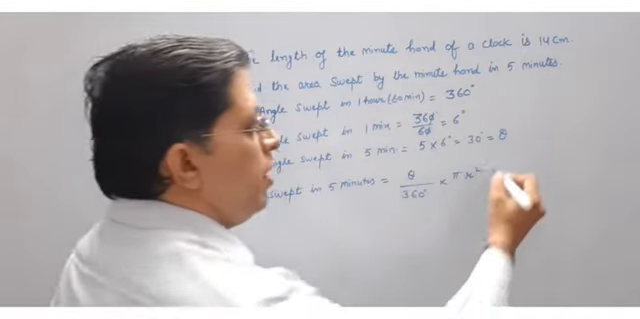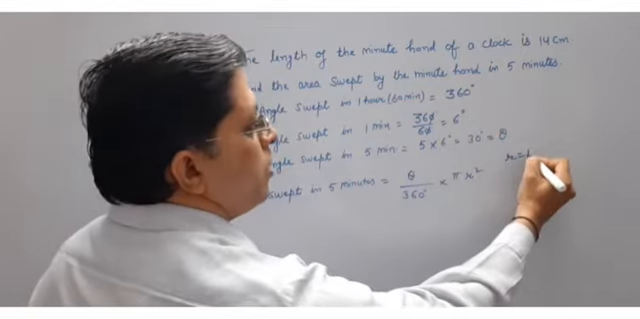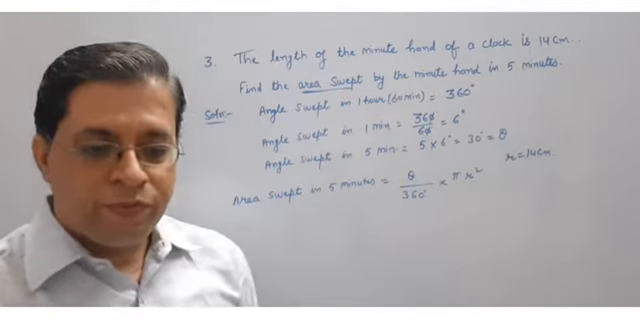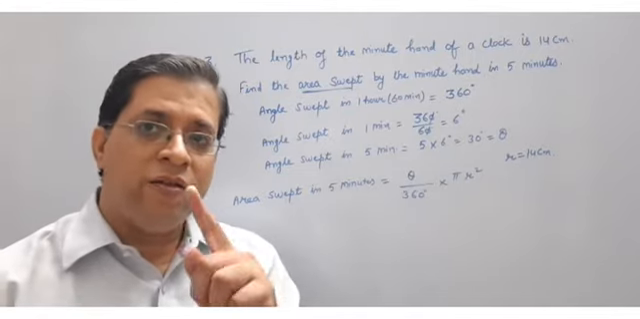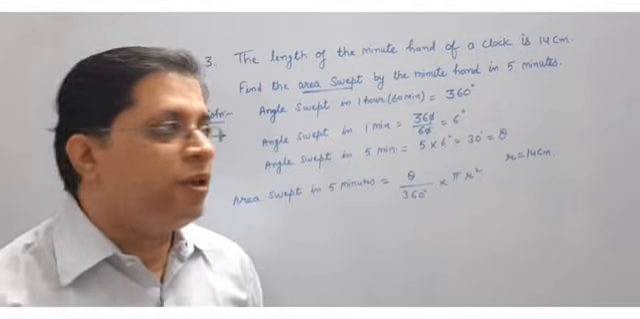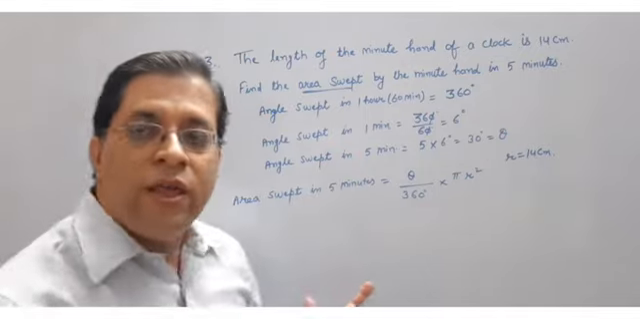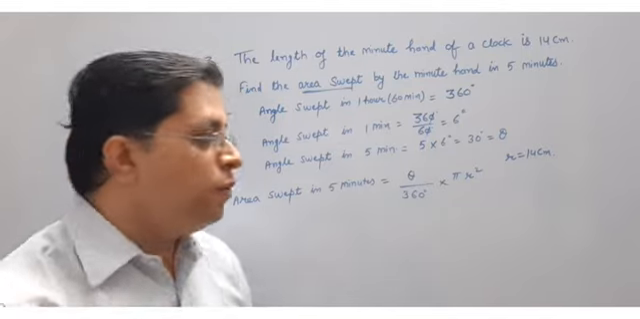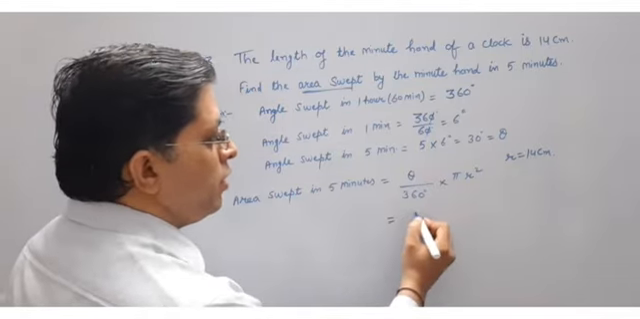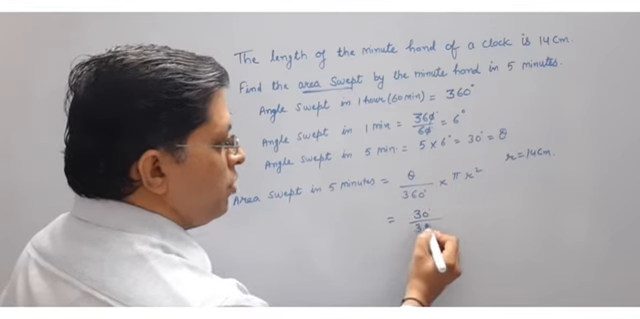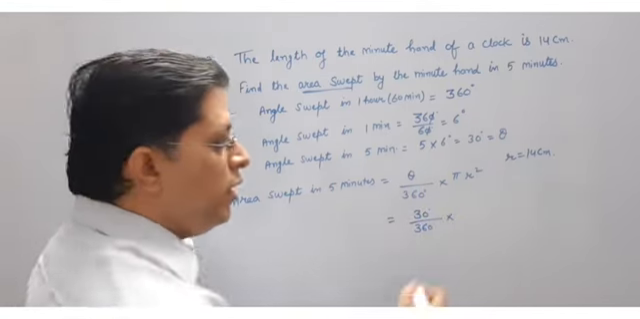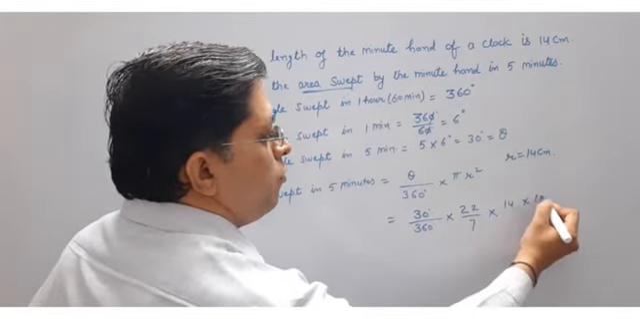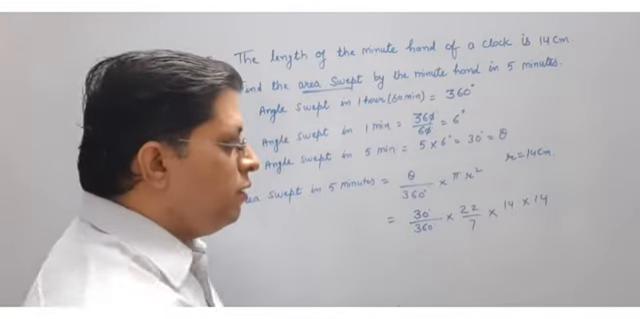Theta we have, and r is given also. R is 14 centimeter. What do you have to find? How much area is swept? That is like a sector. In 5 minutes, how much area is swept? What is the area of a sector? Theta upon 360 degree into pi r square. So theta is 30 degree upon 360 degree into pi r square, 22 upon 7, r is 14 into 14. Then you can cut.